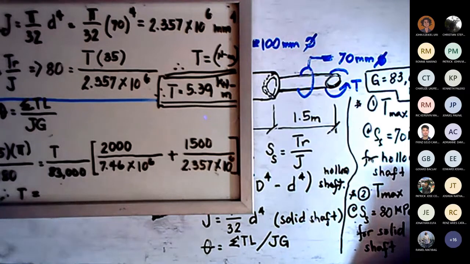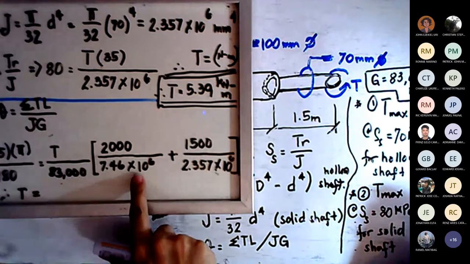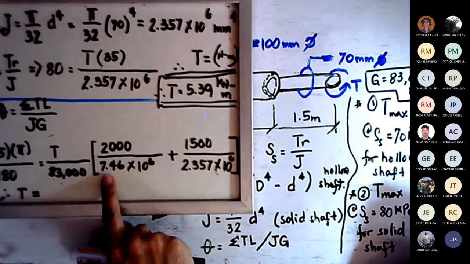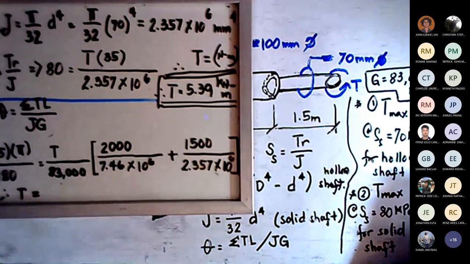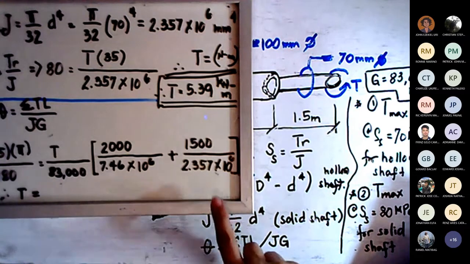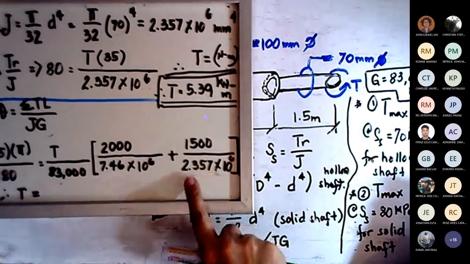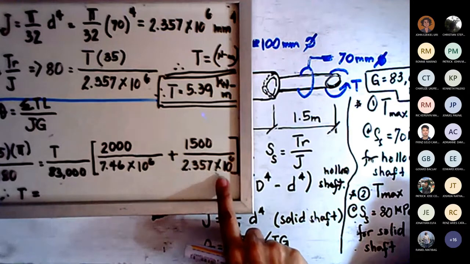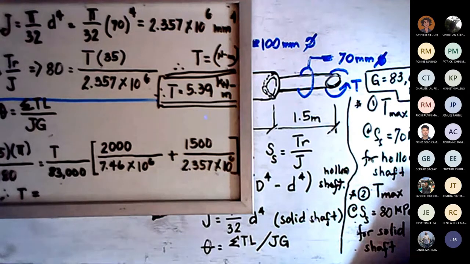Ma'am, is it times or divide 10 to the 6? Yes, times. You multiply it to the 7.46. For the 2.357, is it divide 10 to the 6 or times? You multiply the 2.357 by 10 to the 6.